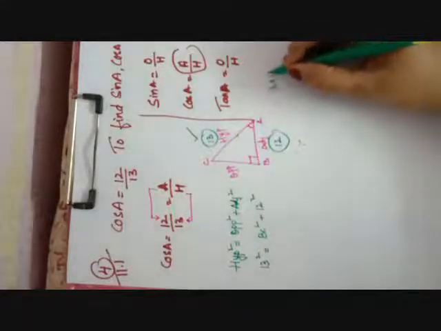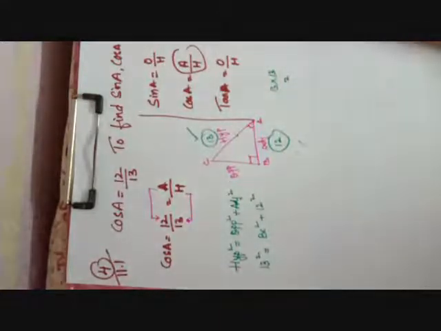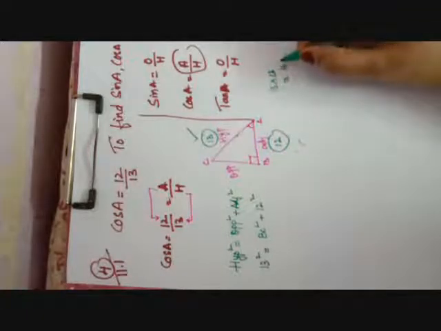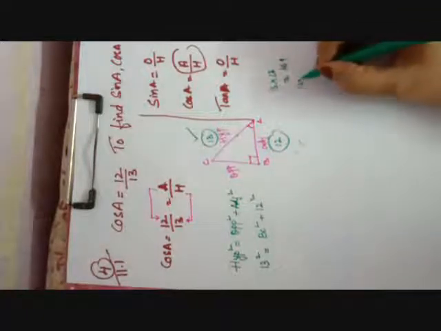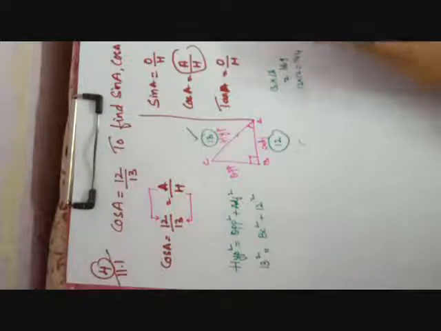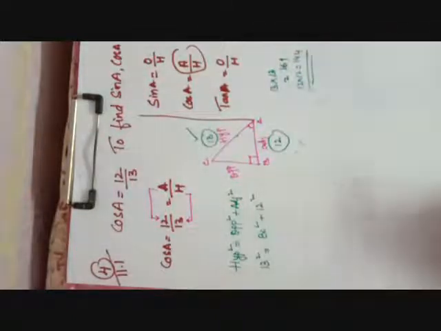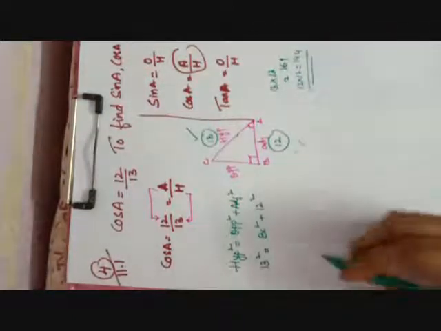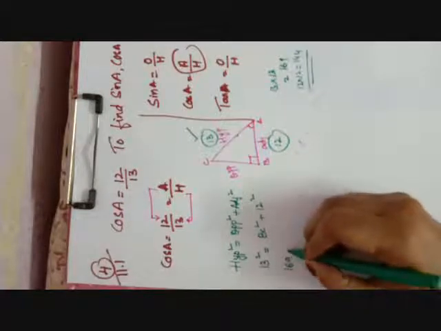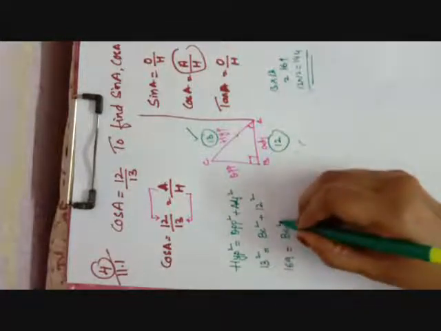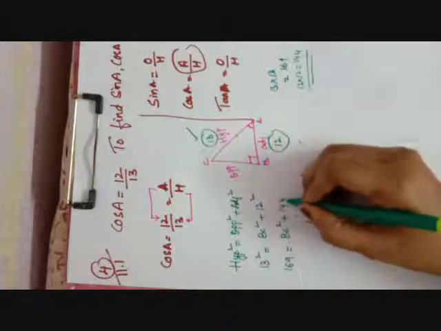13 into 13, simple multiplication. You should be thorough in this perfect square. 13 into 13 is 169 and 12 into 12 is 144. You should be thorough in this perfect square. From 1 to 25, you should learn all the values. So 169 is equals to BC square plus 144.